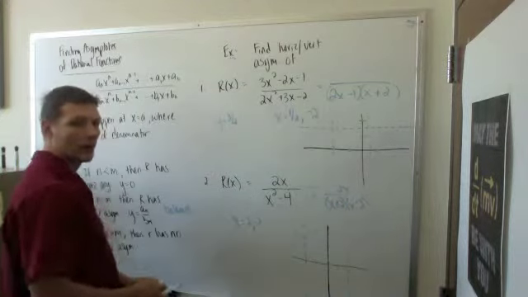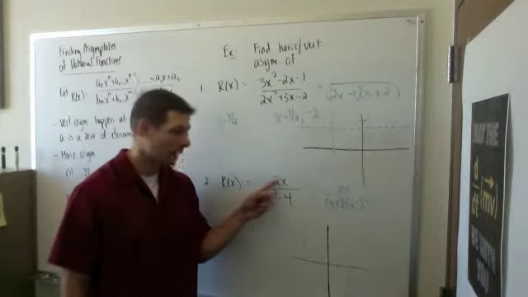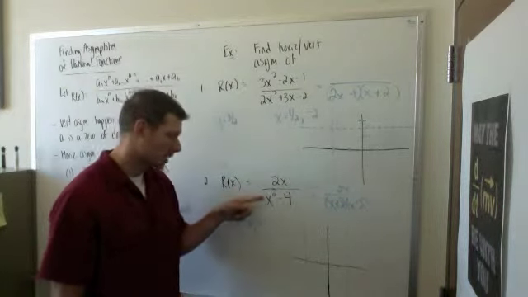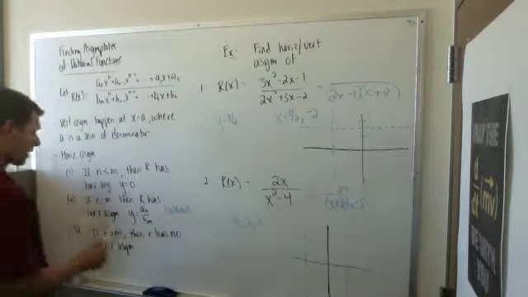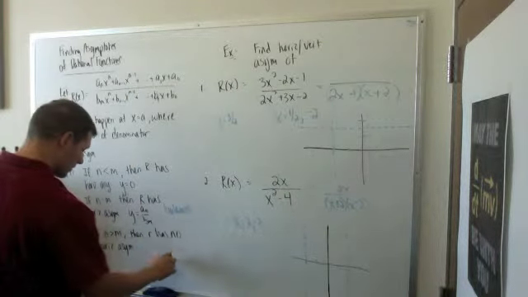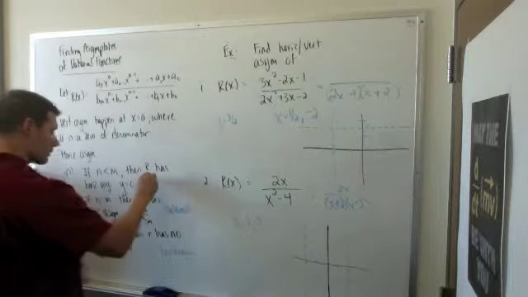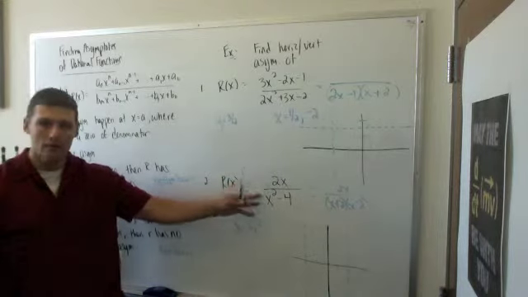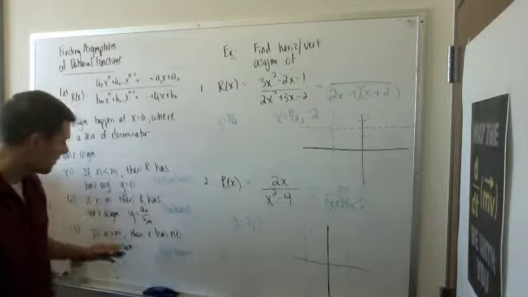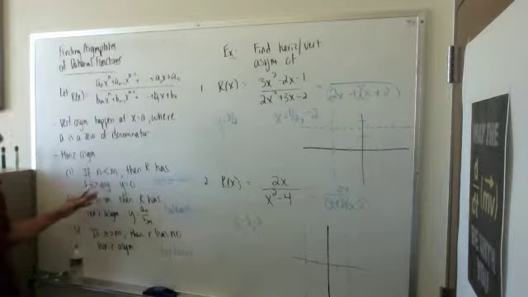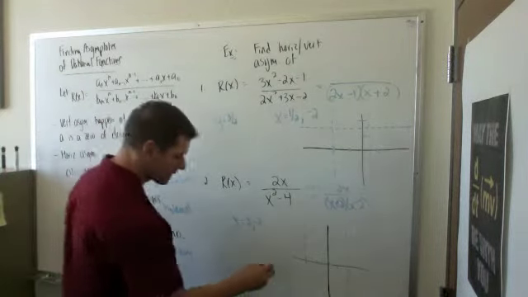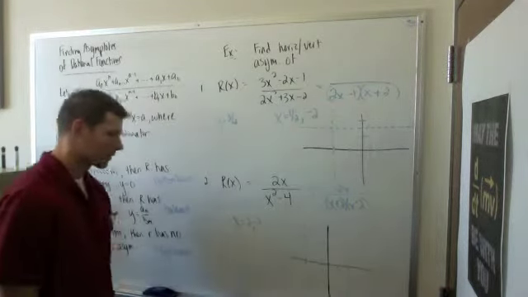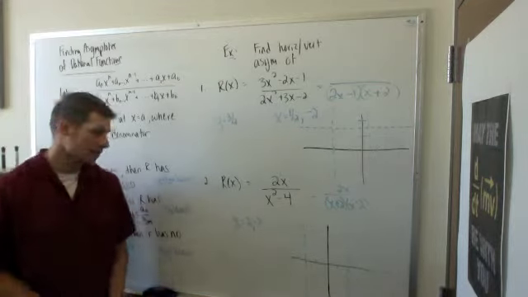How do I find my horizontal asymptotes? I look: is it balanced, top heavy, or bottom heavy? Well, my degree on the top is 1. My degree on the bottom is 2. Degree 2 is bigger than degree 1, so this is bottom heavy. Since it's bottom heavy, there is a horizontal asymptote at y equals 0. That is, the x-axis is my horizontal asymptote. So it is super easy to find asymptotes if you think about it.